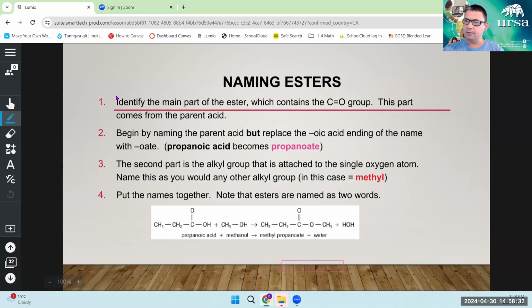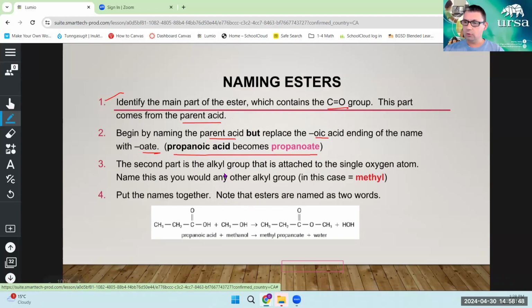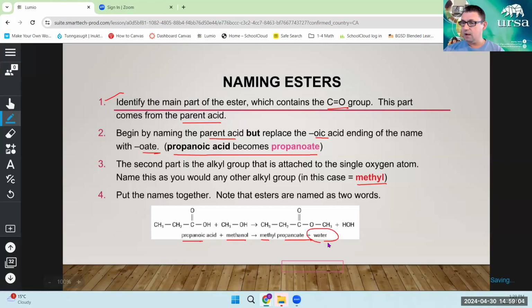So to name them, you identify the main part, which contains the carboxyl group. This comes from the acid. You begin by naming the parent acid, but the oic acid gets changed to oate. Propanoic acid becomes propanoate. The second part is the alkyl group. It's considered a side chain. You name it as you would any other side chain. 1 carbon side chain, methyl. So the name would be methyl propanoate. When you combine propanoic acid and methanol, you get methyl propanoate. Of course, water comes off as a result.